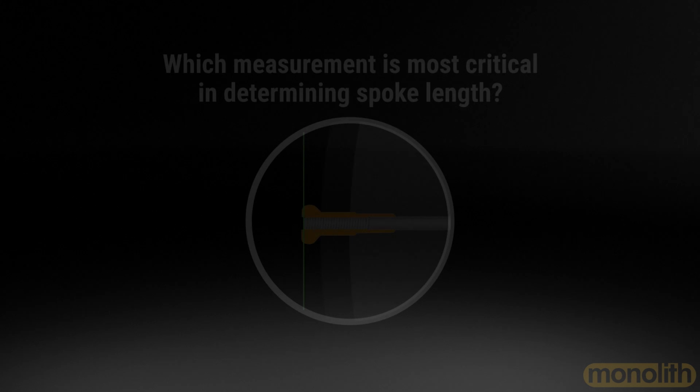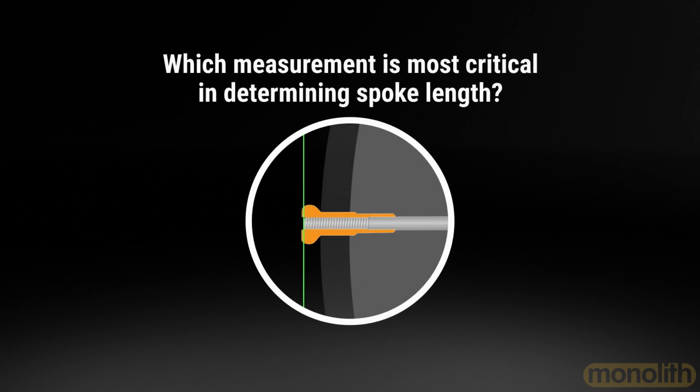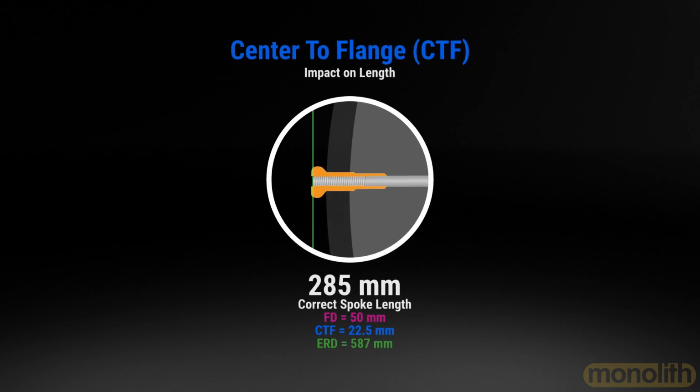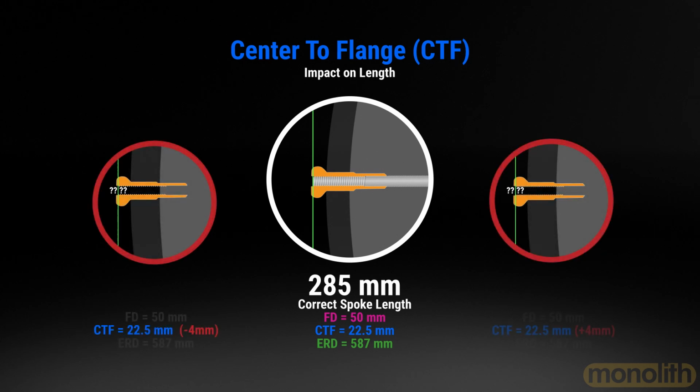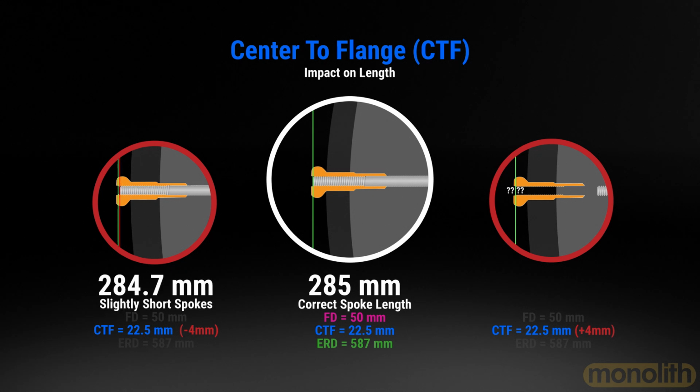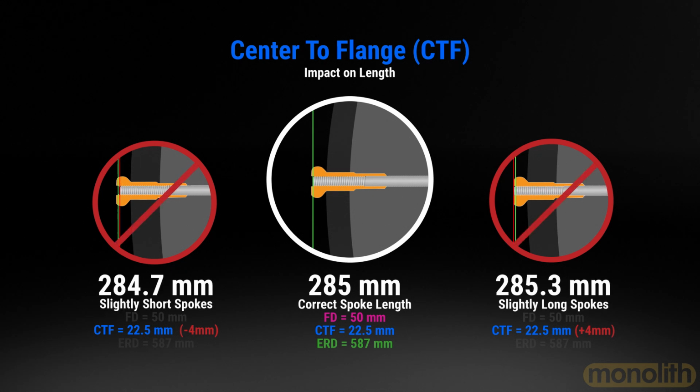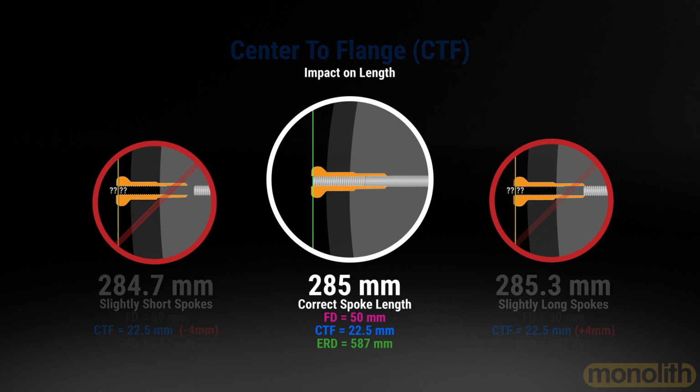Now for something new. How crucial is each measurement to the process? By simulating inaccuracies, watch how incorrect values impact the spoke length. If CTF is off by 4 millimeters, which is a significant error in measurement, we find that our spoke length is off by only 0.3 of a millimeter. That's unlikely to cause a critical error.